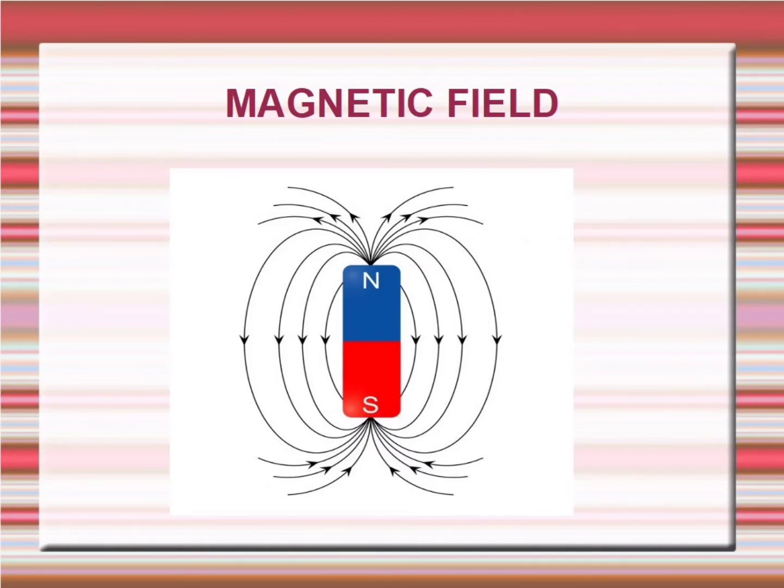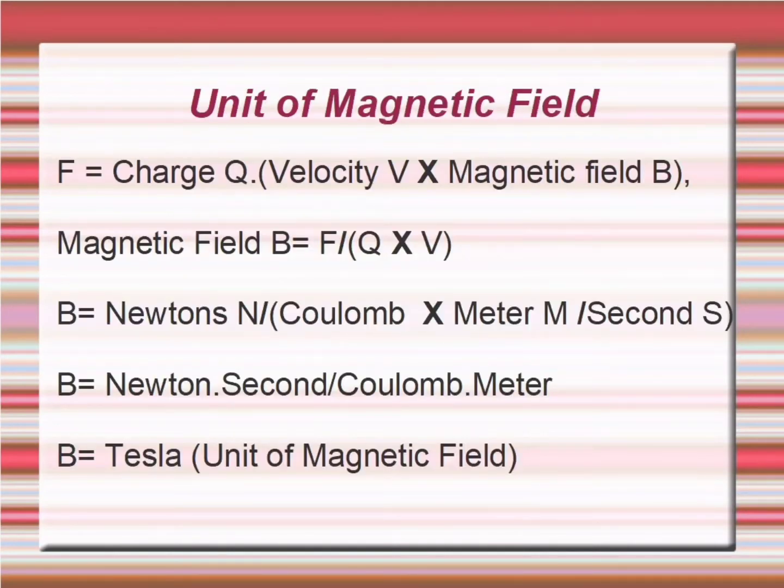Let us determine the unit of magnetic field. We know the force on any charge, that is electron or proton, can be calculated as F is equal to the magnitude of charge q times the cross product of velocity of charge and magnetic field. Here, one important thing to note is that the direction of velocity and magnetic field are perpendicular to each other. If they are parallel, the magnetic field has no impact on the charge. So magnetic field is equal to force divided by the product of charge and velocity of charge.